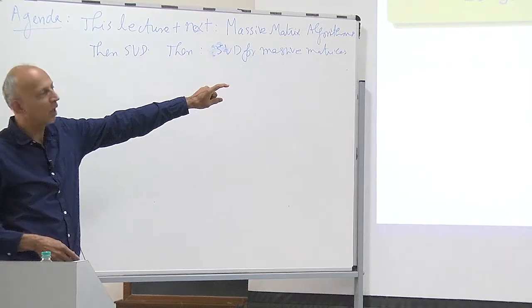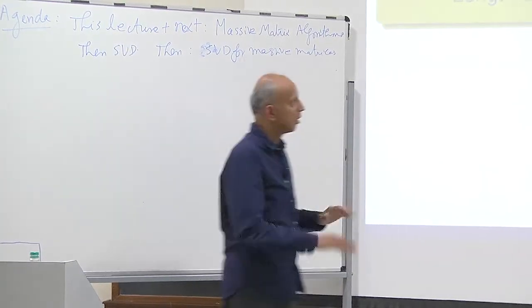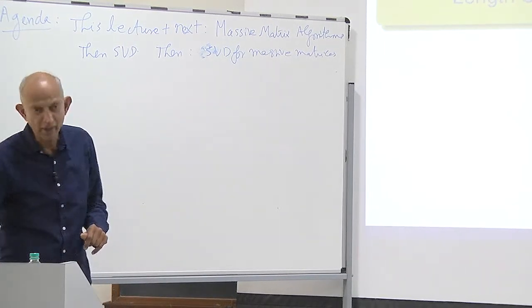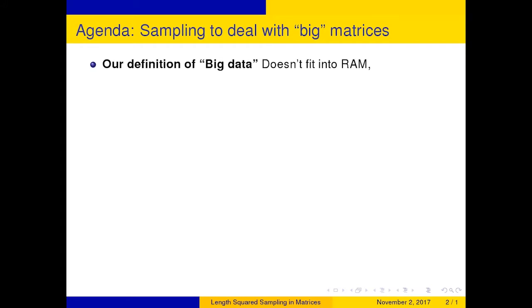So I'm going to talk about one particular sampling procedure, and I'll tell you what it is, but it turns out to be useful fairly widely for matrix problems. So this deals with quote-unquote big data. It's a tacky term that's bandied around a lot. But here's our technical definition of big data. It's just something that doesn't fit into RAM.